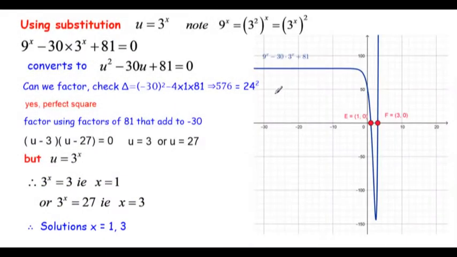And if you have a quick look at the graph of the equation, you can see it's a pretty amazing graph here. Our solutions are basically 1 and 3, 1 and 3 here.